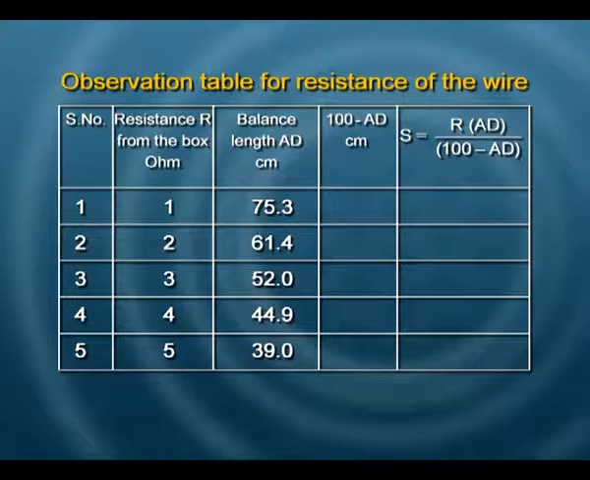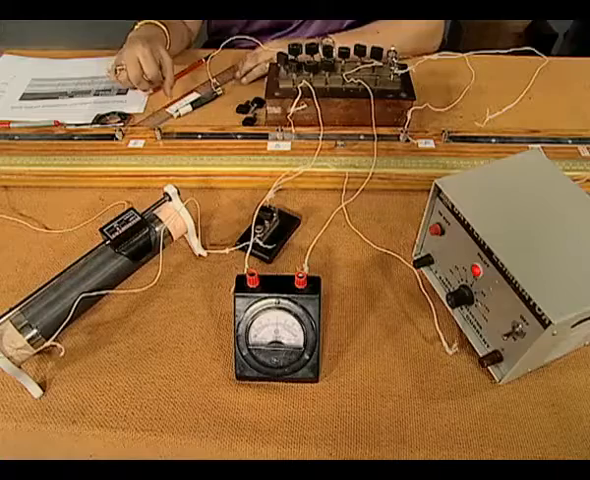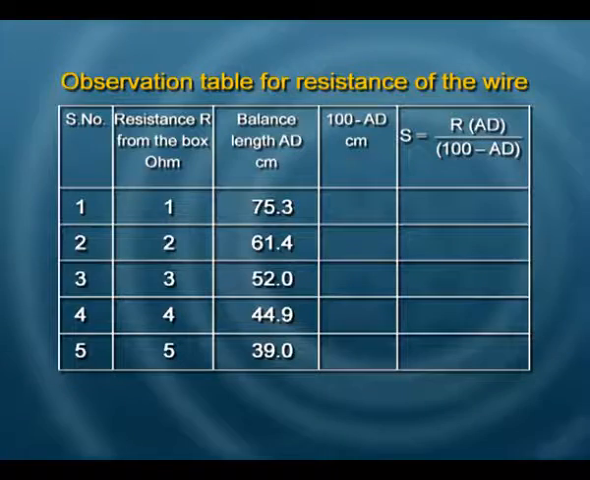These readings should be taken very carefully, because the care you put in this is going to determine how accurate your calculations will give you as a result the resistance of this wire. Let us use the readings we have just taken and calculate the value for resistance. Our observation table looks like this.